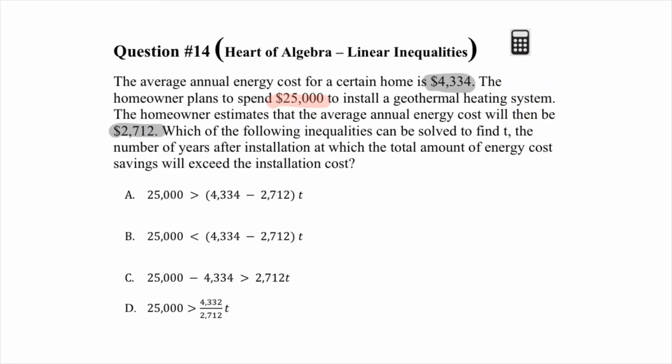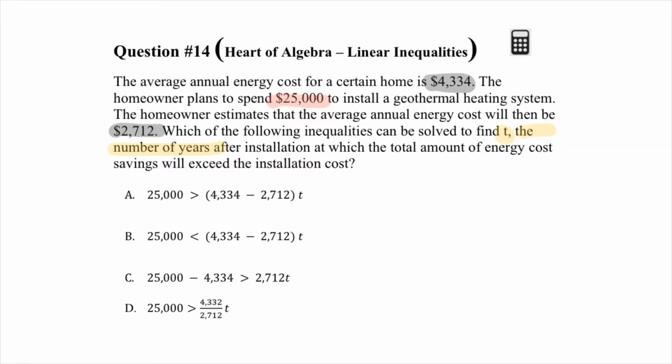Let's continue to read. Let's see what is being asked. Which of the following inequalities can be solved to find t? What is t? The number of years. We know that t, let's say t years later, like 5 years later, like 10 years later. T is a variable here, unknown. T years later, after installation, at which the total amount of energy cost savings will exceed the installation cost.